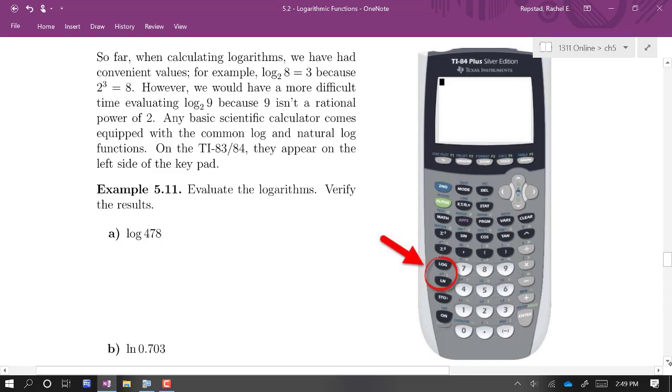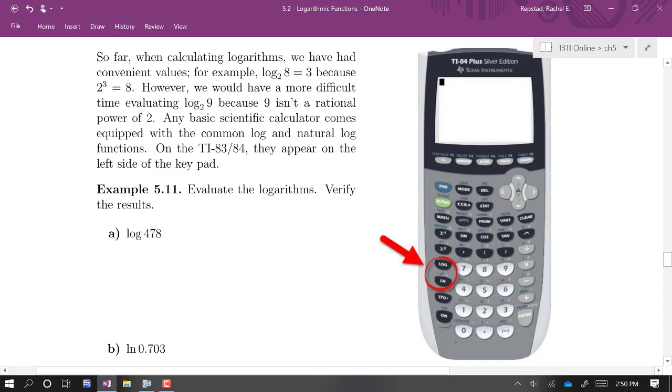So we're going to start by getting used to where these are located on the calculator and do a couple of examples where we evaluate them. Here we can see where these buttons are located. If it says log, that means the log base 10. We have an ln button. That's the natural log.